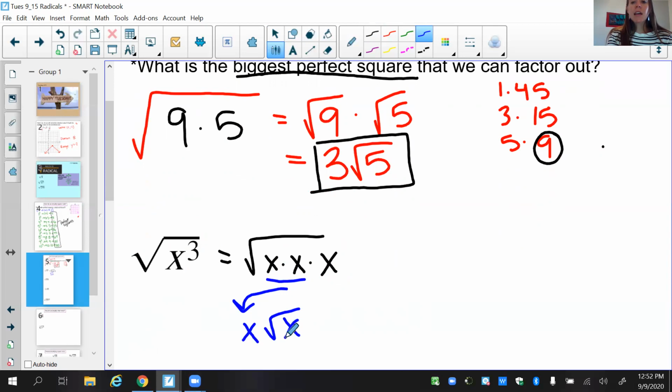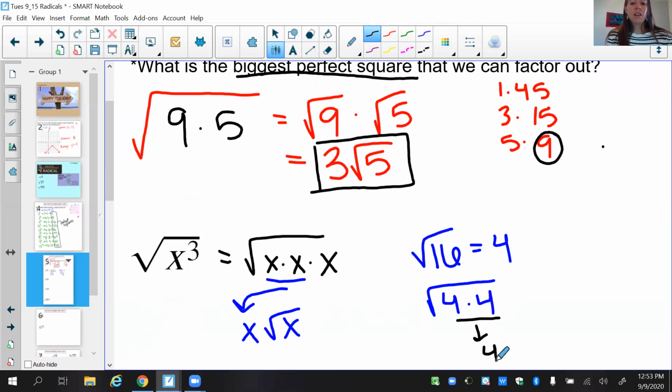Think about this. When I say that the square root of 16 is 4, it's because 16 is 4 times 4. So there's a grouping of 4s, so I can pull out a 4. So there's a grouping of x's, I pull that out as 1, but then I still have a remainder of x, so it stays inside the radical. So this is my simplified expression of this.